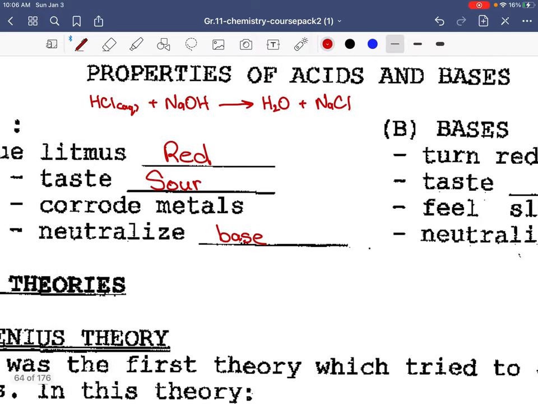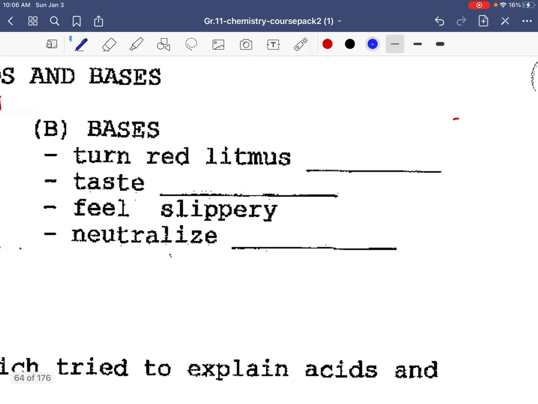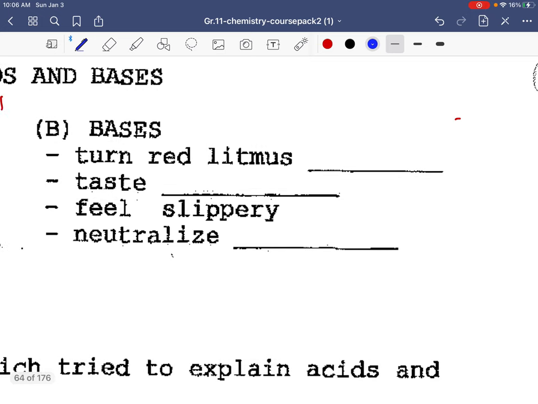So let's move on to the other side. Let's take a look at base. Now back to litmus paper. Blue litmus paper, of course, will turn red if you dip it into acid. But there's also red litmus paper that turns blue if it makes contact with a base.